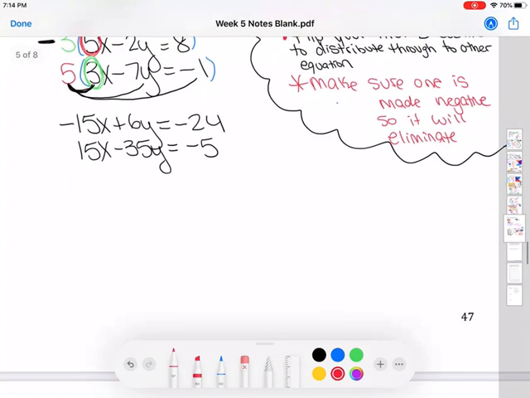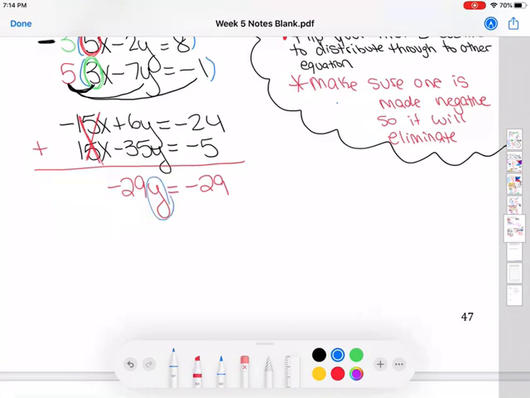Now that I did that shortcut and I distributed everything through, I can add my 2 equations together and my x's will cancel. So when I add my y's together, 6 plus a negative 35y, be very careful, or use your calculator, is a negative 29y. When you're adding the two equations together, your equal sign comes down, and negative 24 plus a negative 5 is a negative 29.